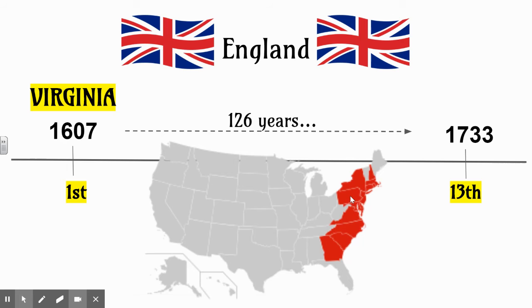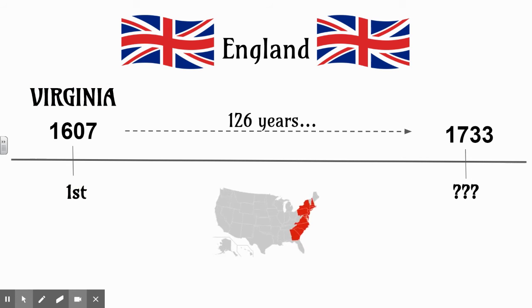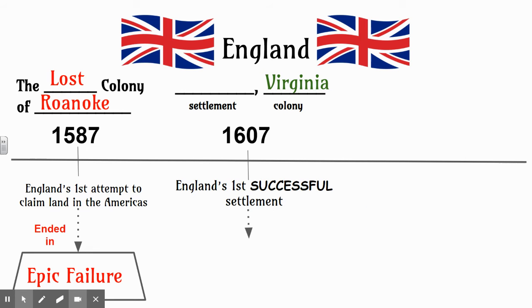Now, this right here, this is Pennsylvania. Pennsylvania was one of the original 13 colonies, and we were actually the 11th colony claimed. So we were near the tail end of England claiming land in the Americas. And so again, that 13th colony was Georgia.